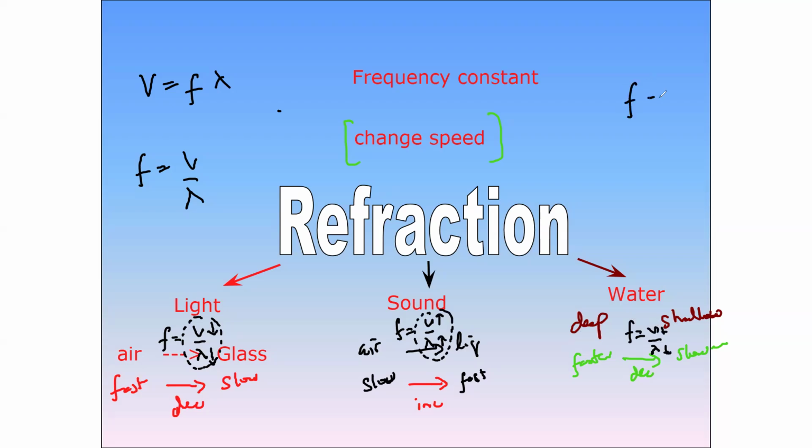So the frequency, which is a ratio between speed and wavelength, remains unchanged. If the speed increases, the wavelength will also increase. If the speed decreases, the wavelength will also decrease. But the ratio of the two in every medium remains unchanged. So refraction is a property of a wave to change the speed when it travels from one medium to another.